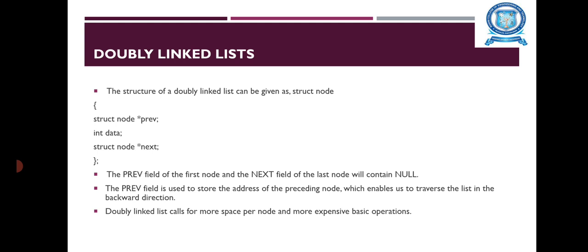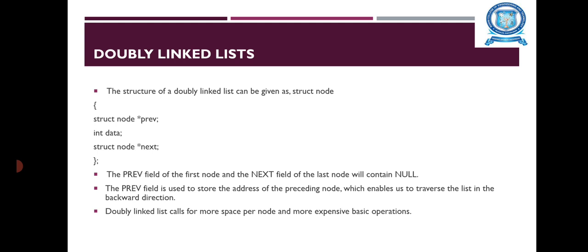The structure of the doubly linked list is, at first, a struct node pointer for the previous node, then an integer, the data to be declared in the integer data part. Then the next one is a struct node, that means a pointer to the next node. The previous field of the first node and the next field of the last node will contain a null value.